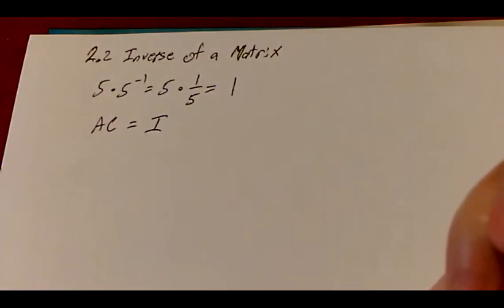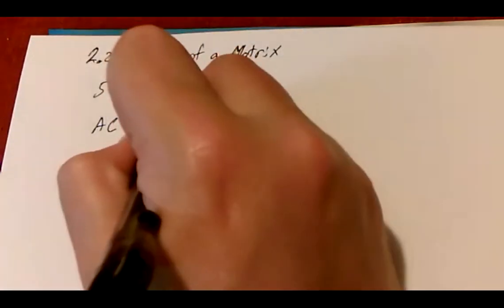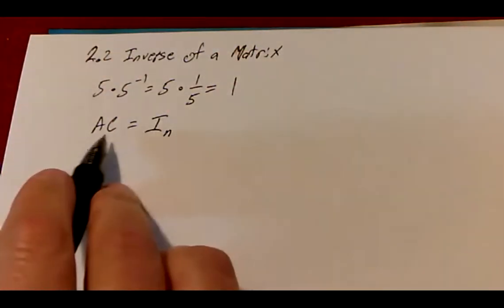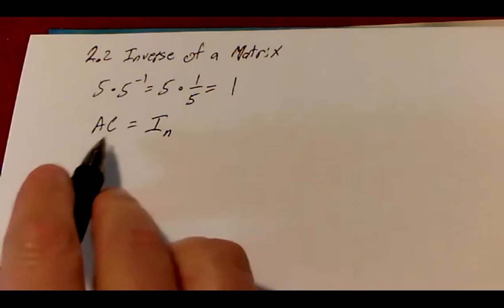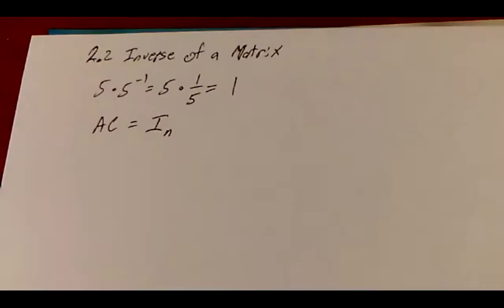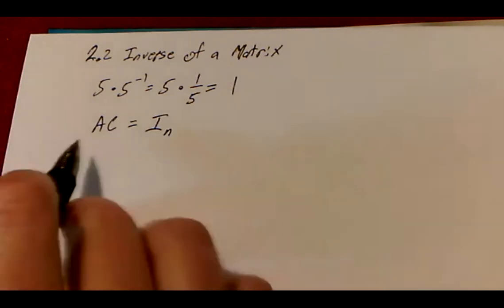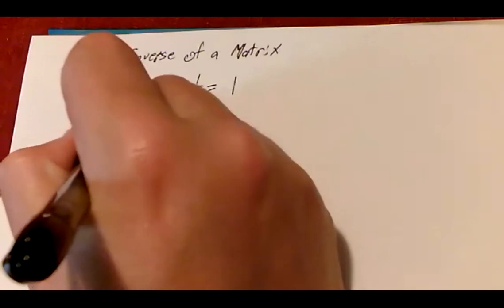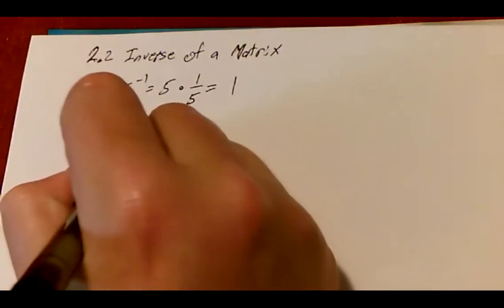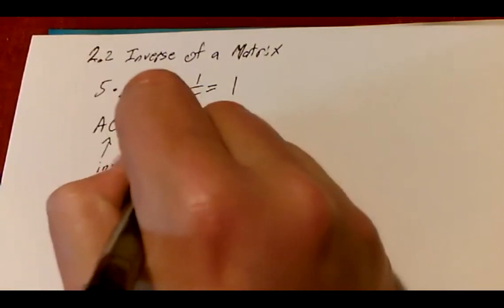So we're looking at the same idea. If I'm multiplying two matrices, A and C, and I get the identity I, it's probably I sub n, depending on the dimensions of A and C. A and C have to be the same dimension, otherwise I wouldn't be able to multiply them. That's the only way it would work out. And if I have this property, that means C is the inverse of the matrix A.